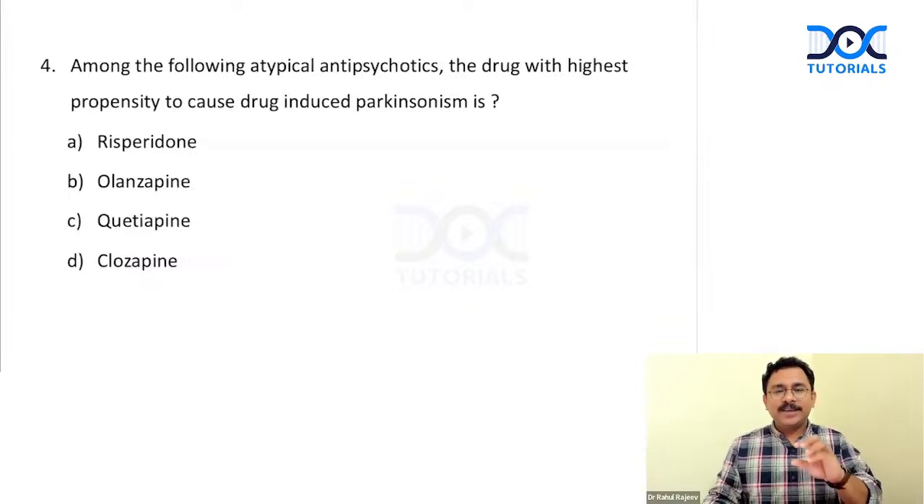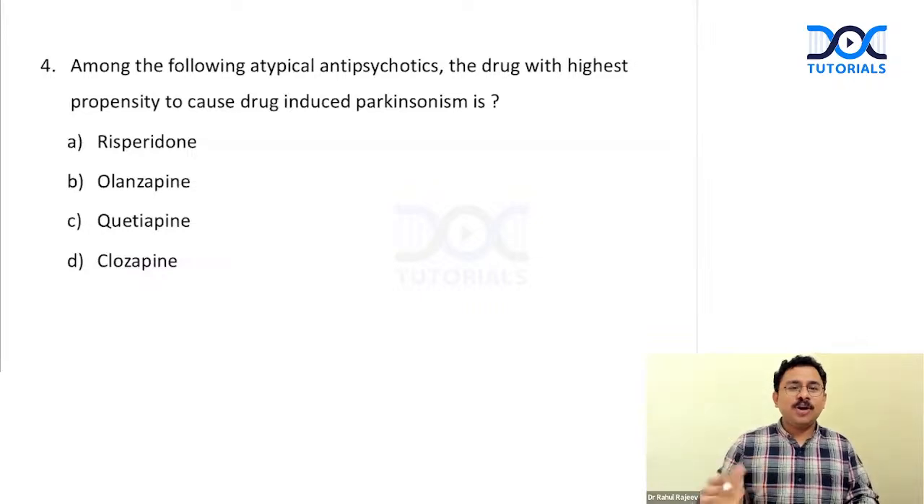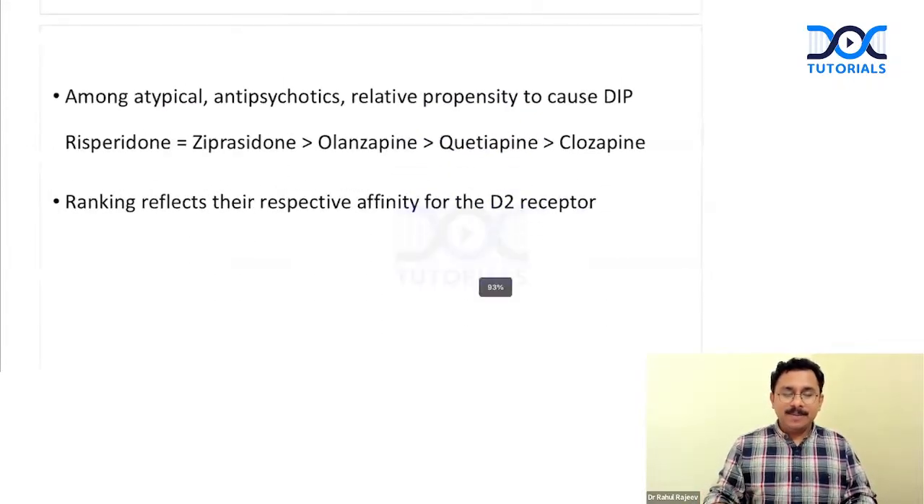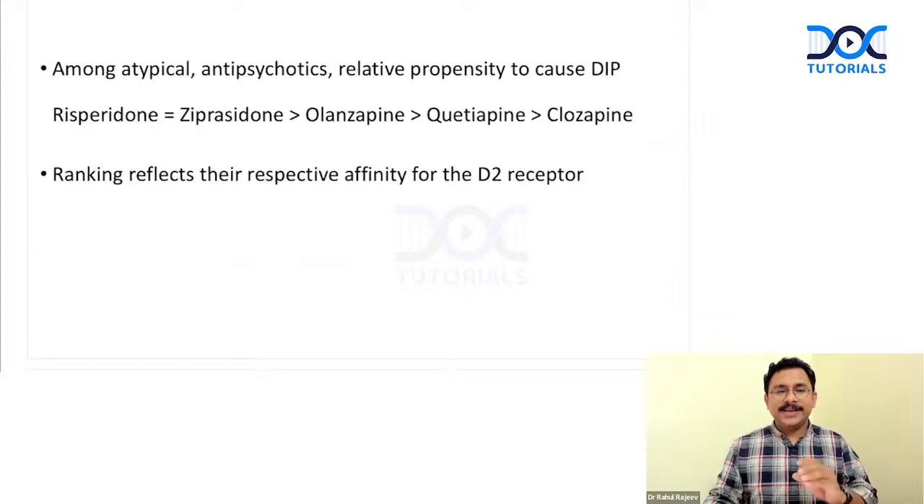So this specific MCQ is testing your knowledge on whether you know which atypical antipsychotic blocks the dopamine receptors more and can lead on to drug-induced Parkinsonism. What do you think is the answer for this? Remember, I've taught you in my lectures as well.